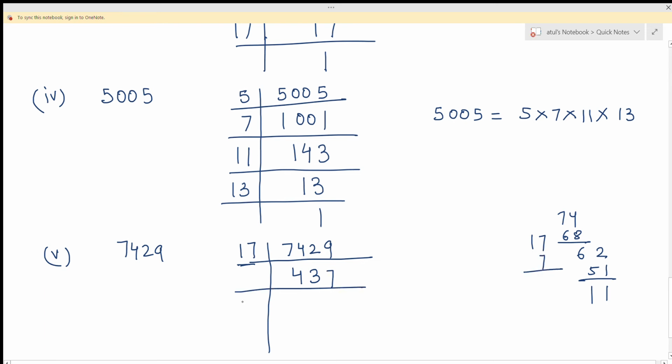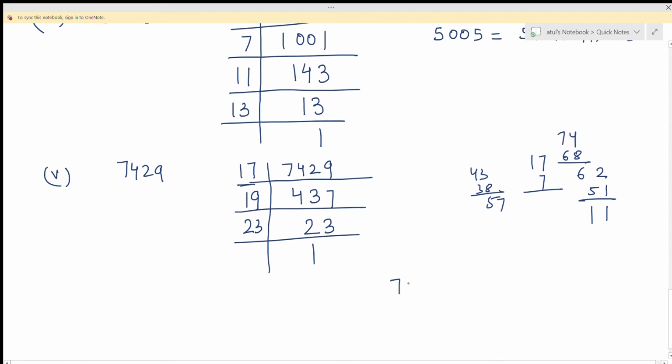So you got 437. Now let's divide it by 19. So I'll use 19 twos are 38. So 43 minus 38 is how much? 5. And 57 now you are left with. So 19 threes are 57. Then 23 is a prime number, so it is done. So now the prime factors of 7429 is 17 into 19 into 23.